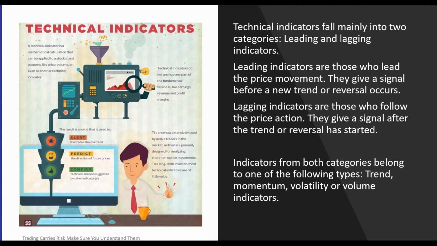So as a result, technical indicators are used for three things: to alert the trader about a trend, to predict the direction of future prices, and to confirm other types of indicators. They can confirm a breakout of a chart pattern. They can confirm a bearish or bullish engulfing pattern in a candlestick chart. Now, technical indicators fall into two categories: what we call leading and lagging.